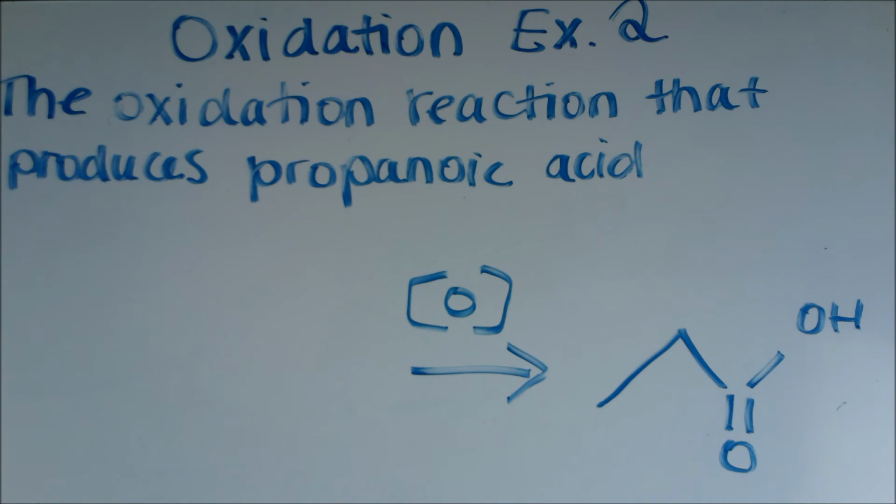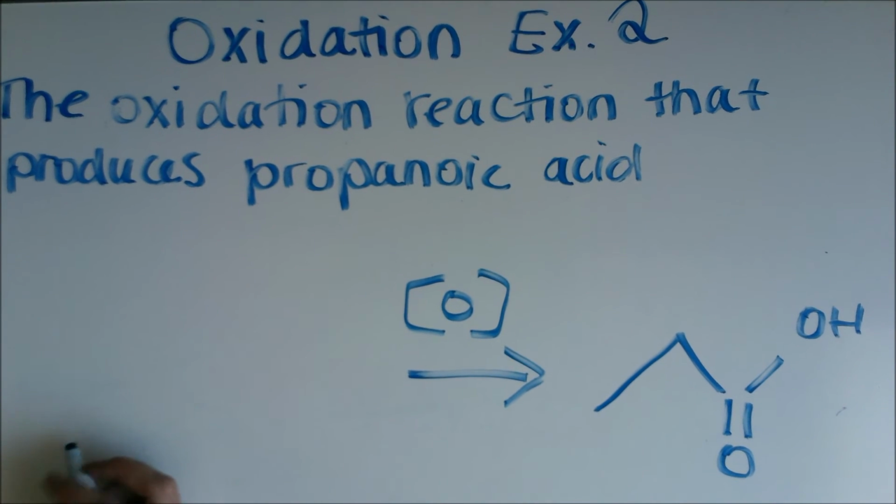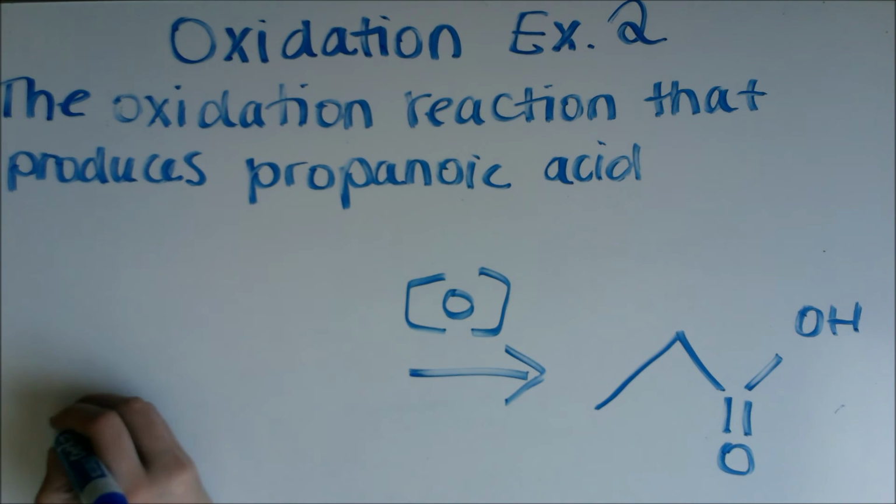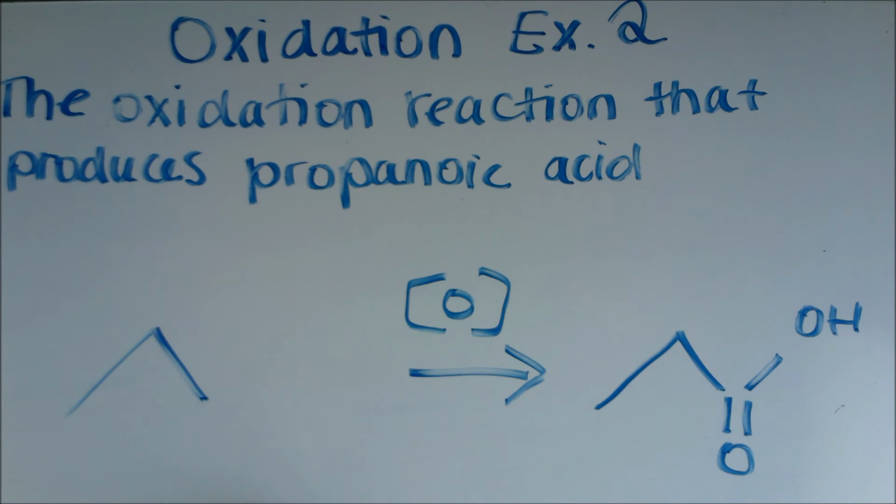Oxidation example 2. Find the oxidation reaction that produces propanoic acid. First step is to draw out the product, which I've already done. This right here is propanoic acid. So, because when an oxidation reaction occurs, fewer bonds are formed to hydrogen and more bonds are formed to oxygen, we can assume that the original reactant had the same chain and had a double bond to oxygen.